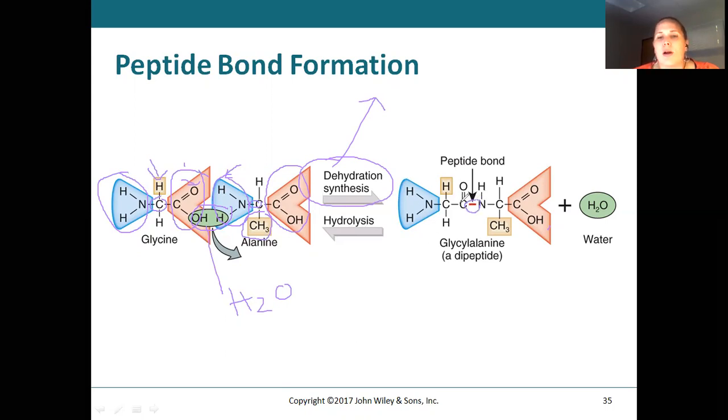So amino group, carbon, C. This double bonded O pops up there, you see it right here. And then there's a bond that gets formed between this carbon and this nitrogen.